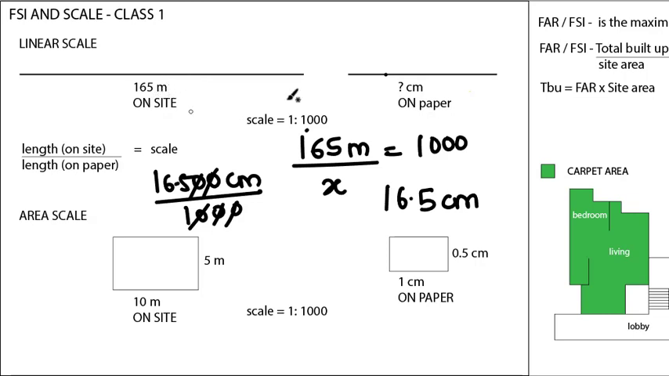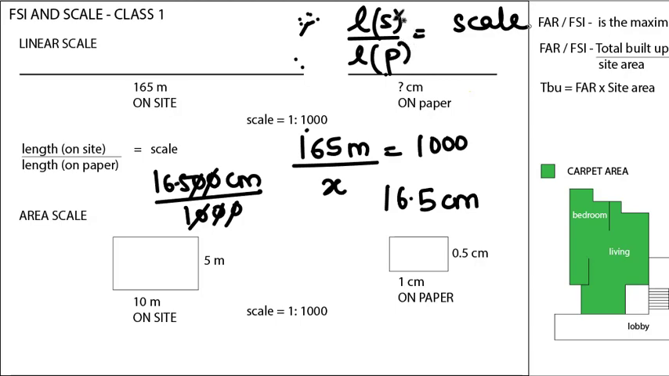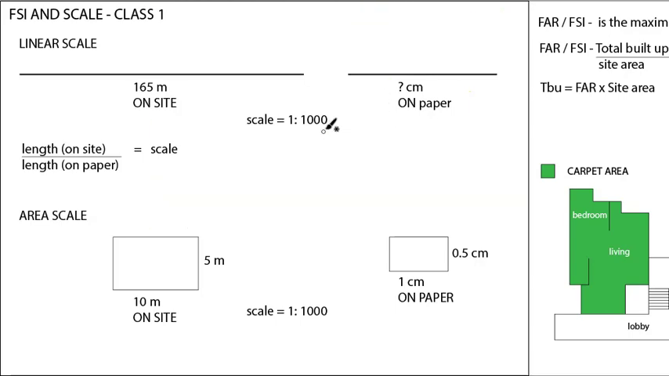on site. Okay, so what you have to do is, dimension on site, that is length on site divided by length on paper, will give you the scale. Make sure while dividing the units should be the same. Okay, so for linear scale the formula is length on site divided by length on paper. While dividing the units should be the same. Okay, so that's how you find scale for linear quantities.